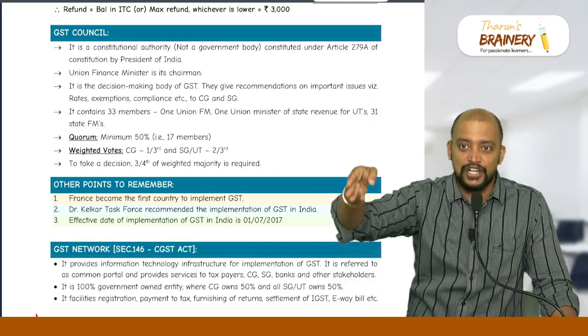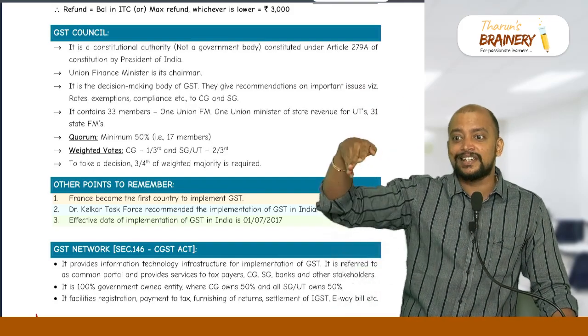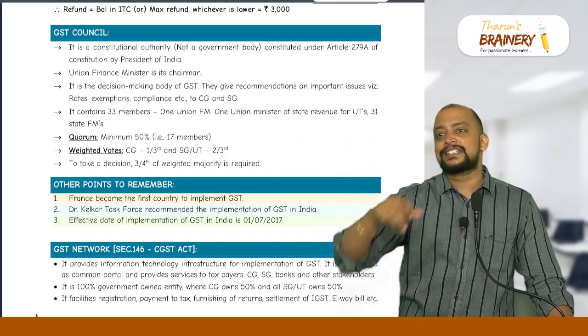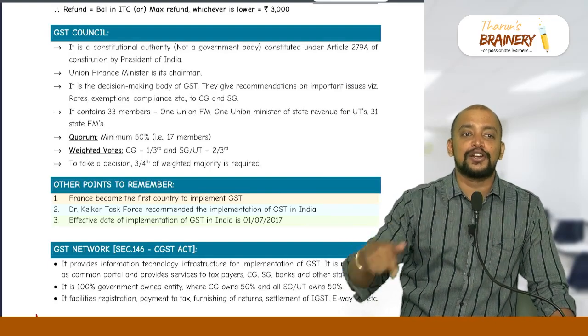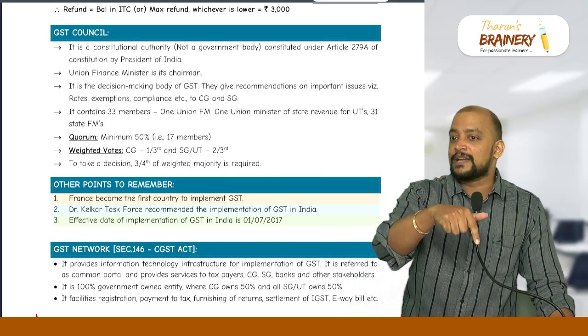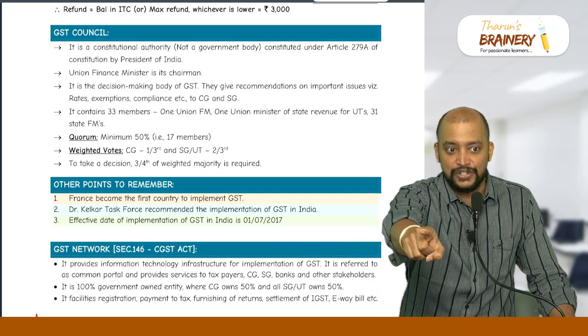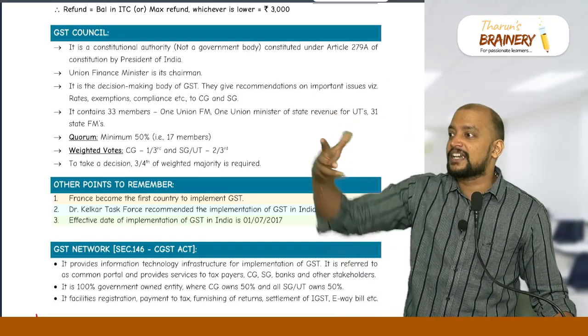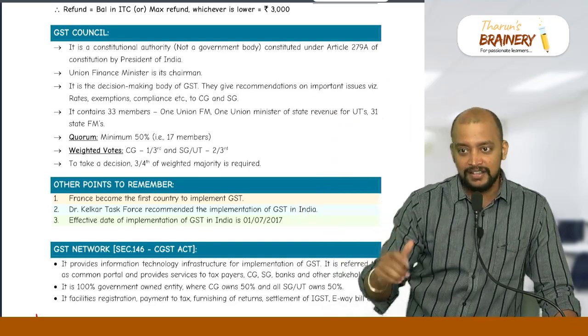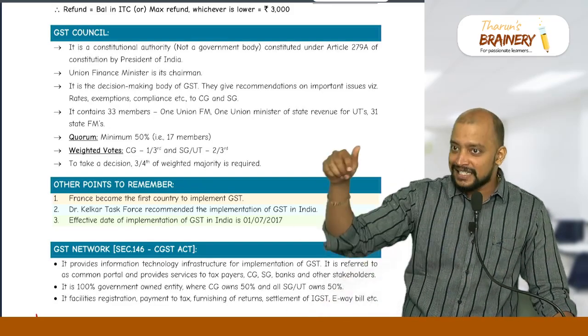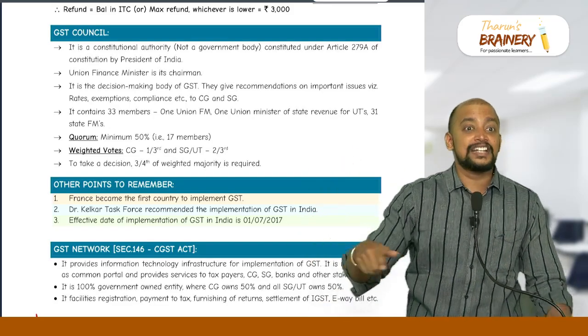So like a special resolution. 75% should agree, because otherwise you will say the majority of the states are under the control of the ruling government, then whatever BJP says everyone will listen. Not like that actually, because 75% is not with BJP, they don't have it. So even state finance ministers, it's not MPs.